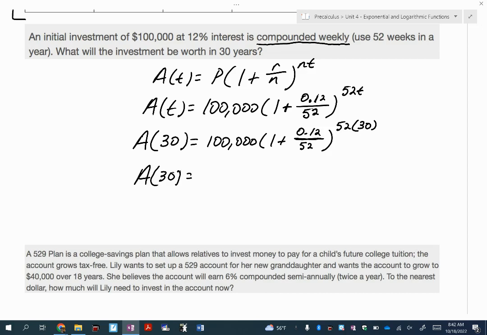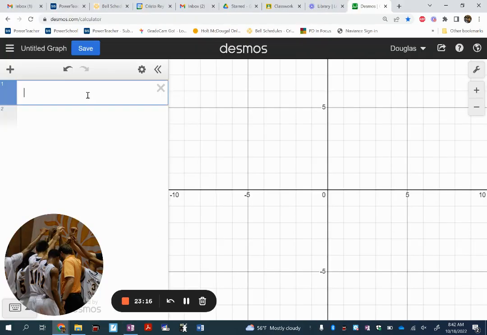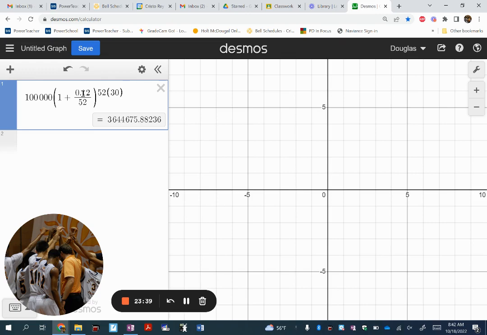All right, so I have $100,000 as my starting value, times 1 plus my fraction of 0.12 over 52, raised to the 52 times 30 years power. So I'm expecting in 30 years, based on this model, this is amazing. I initially invest $100,000 and my return is over $3.5 million. Gosh, what a world that would be.